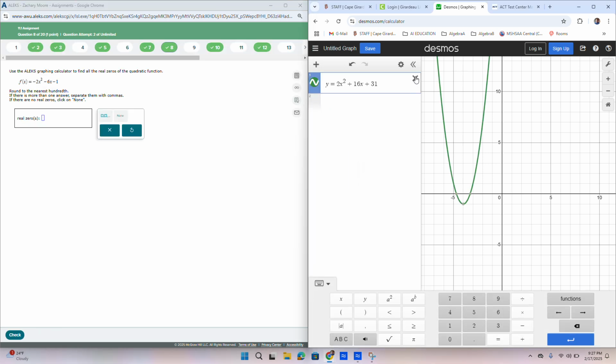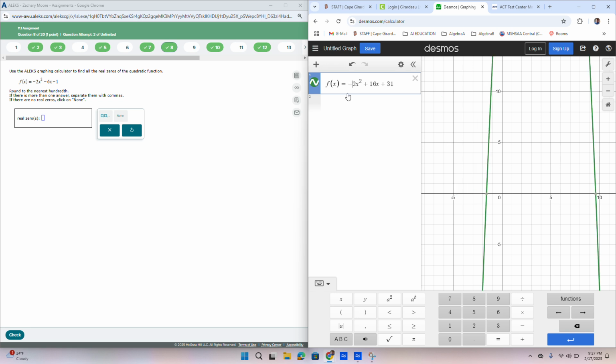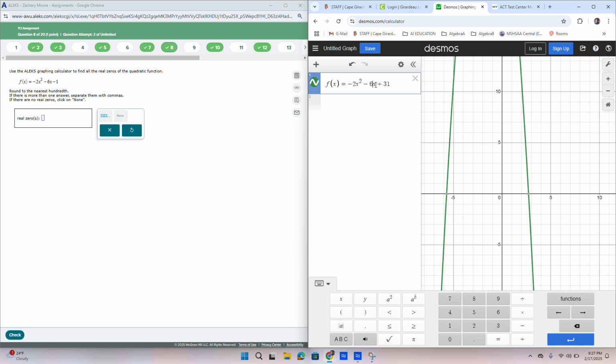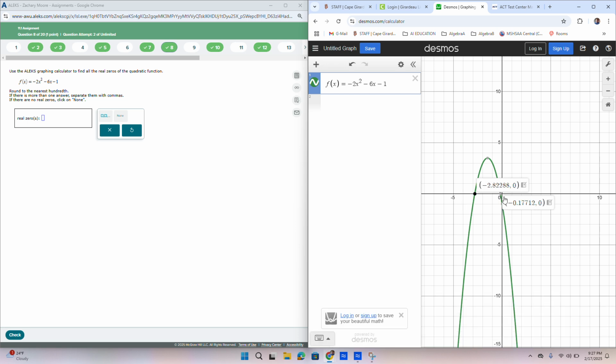You're going to have to graph it, and you can go ahead and edit it. You can keep it as a y, or you can change it to f of x. Desmos, it doesn't matter, it means the same thing. But we have a -2x squared minus 6x, and then -1. So when it's talking about real zeros, that's where it's crossing your x. And it's telling us to round to the nearest hundredth.